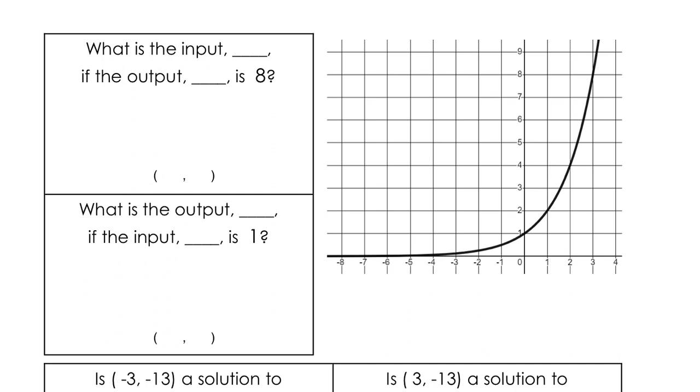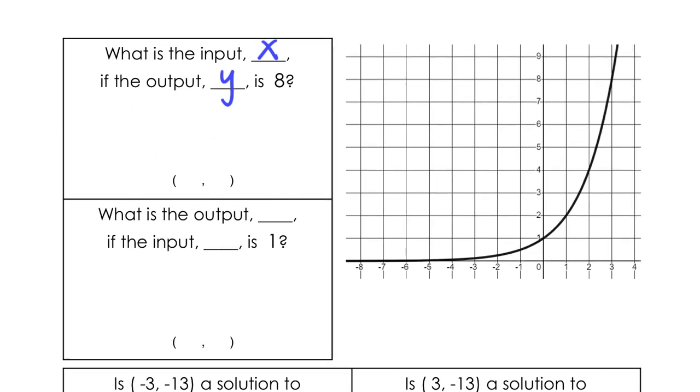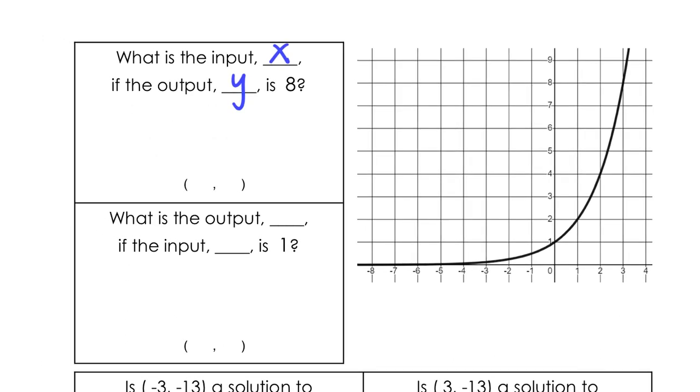All right, now let's look at these where we want to find the input if we're given the output. So we want to know what is the input x if the output y is 8. I know where y is 8, so I'm going to go over here where y is 8 and follow it along. I can see that it intersects right here. So this would be 3, 8.